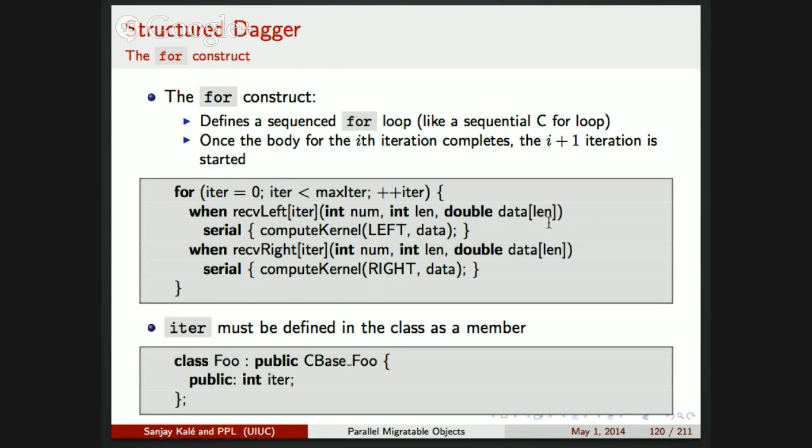Is the for construct blocking for each iteration? The construct itself isn't necessarily blocking. What causes it to block is these whens. So it'll enter the first iteration, and then if it's expecting this receive left message and it's not there, it's going to return control to the scheduler, and once this message arrives, then it'll wake this chare up. This will enforce strictly that you do left, right on 0 before you do left on 1.